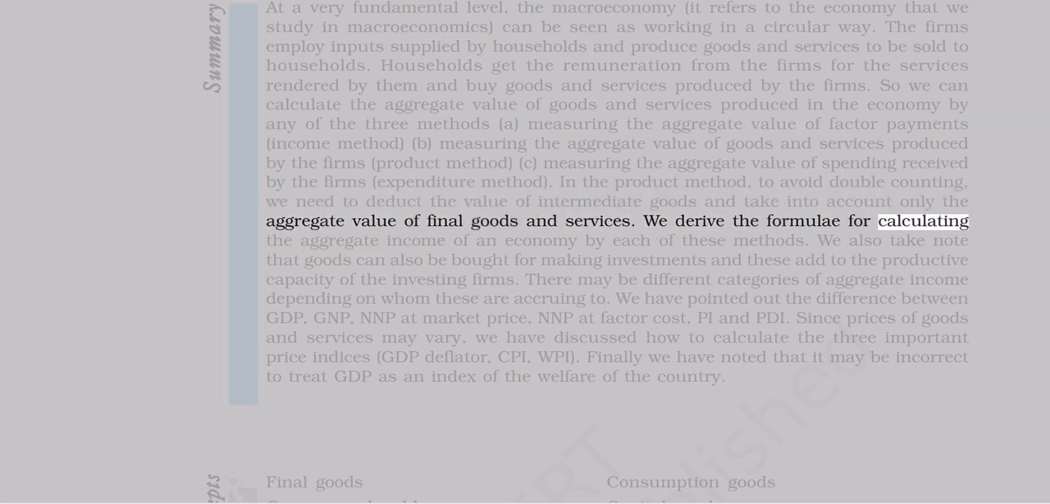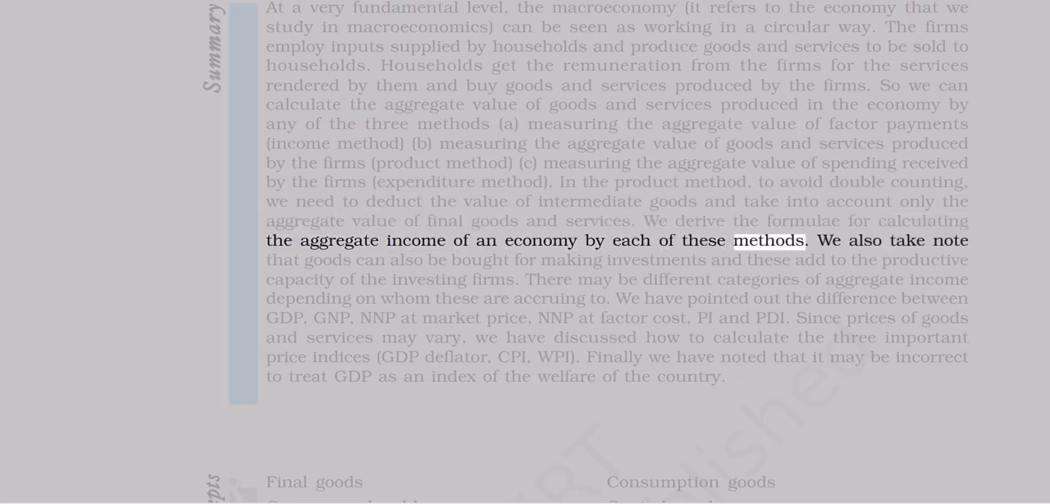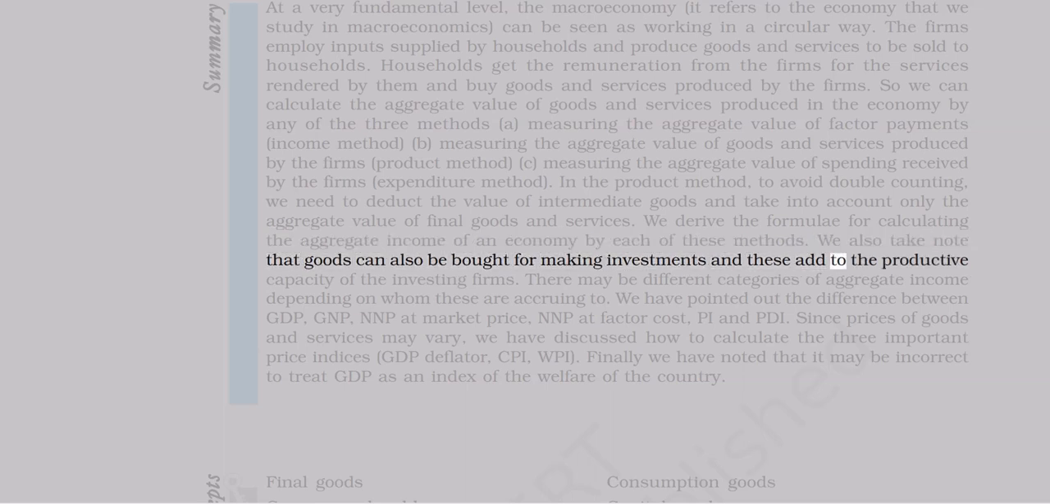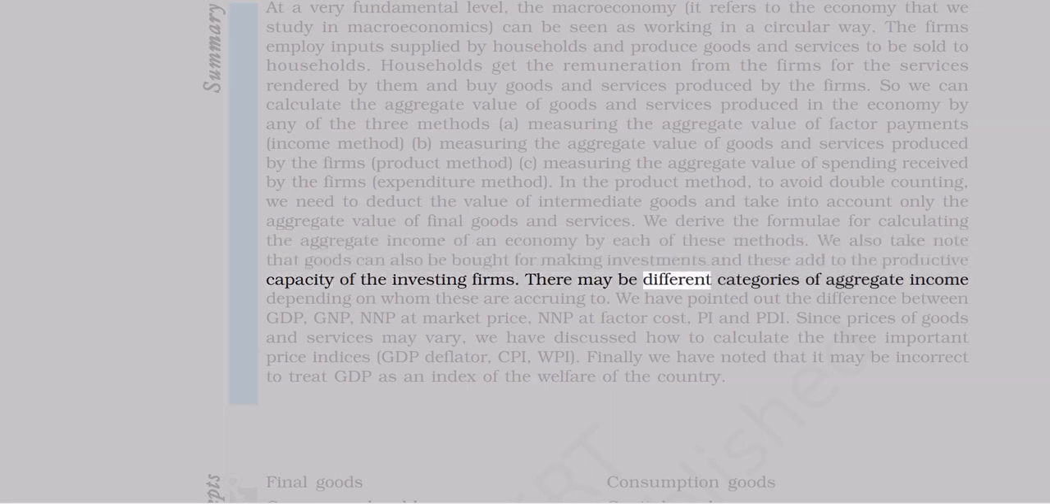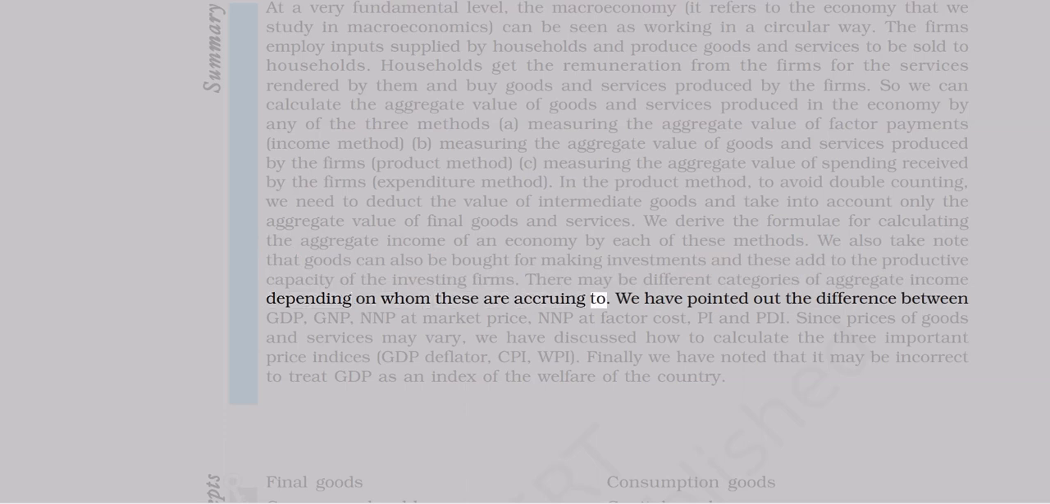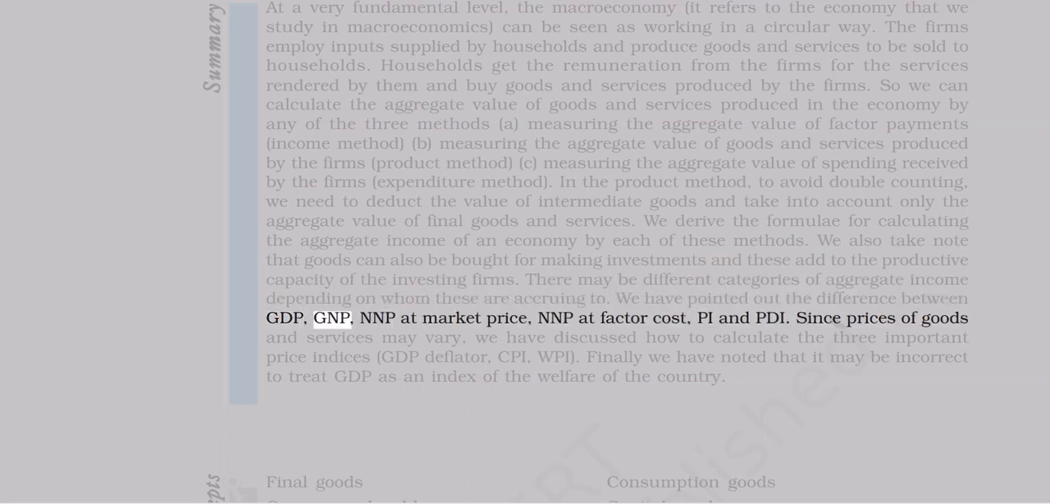We derive the formulae for calculating the aggregate income of an economy by each of these methods. We also take note that goods can also be bought for making investments, and these add to the productive capacity of the investing firms. There may be different categories of aggregate income depending on whom these are accruing to. We have pointed out the difference between GDP, GNP, NNP at market price, NNP at factor cost, PI and PDI.